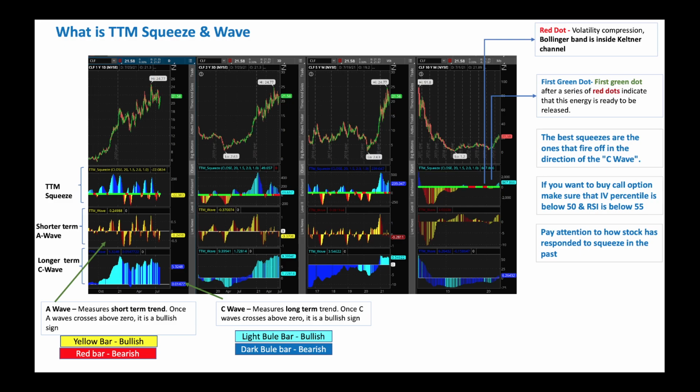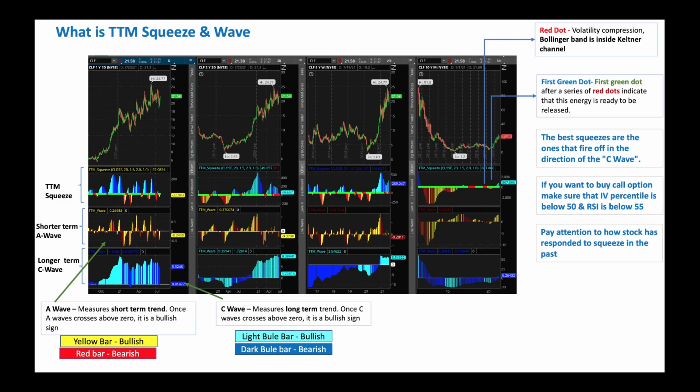And in the TTM Squeeze, we got multiple things. First one on the lower side is the TTM Squeeze. Whenever you see a red dot here, that tells you right now there's a tight compression of volatility, and you got to watch out for the next green dot. If there is a next green dot, that's your signal to really go long or short.